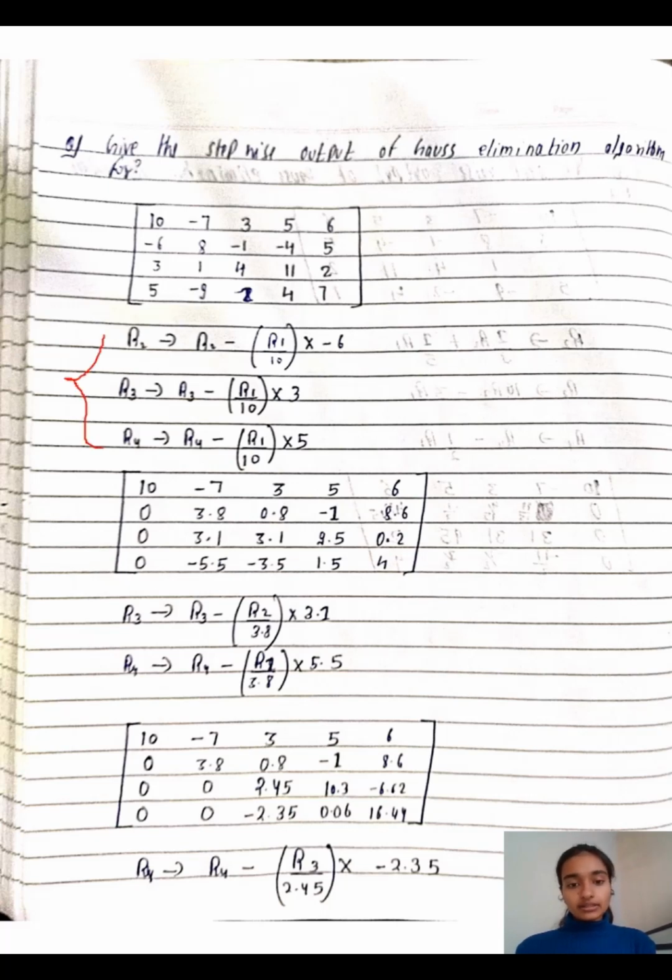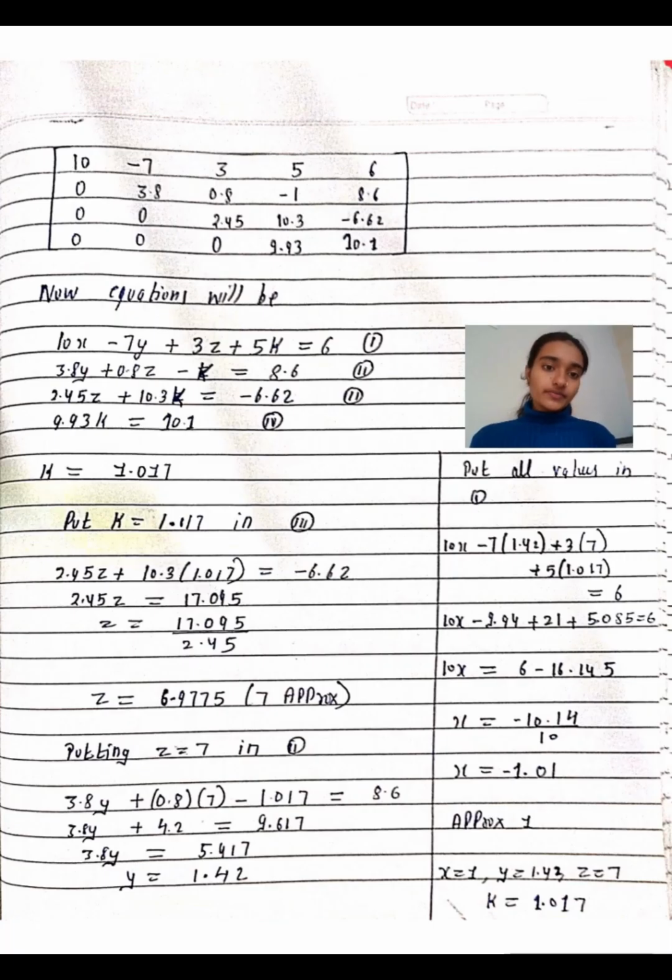Again we apply the operations. First we perform the operation on row 3. Row 3 is equals to row 3 minus row 2 divided by 3.8 into 3.1, and R4 is R4 minus R2 divided by 3.8 into 5.5. Now we see the matrix. Again we perform the operation on R4: R4 minus R3 divided by 2.45 multiplied by minus 2.35. After applying all the operations, we can see our upper triangular matrix.